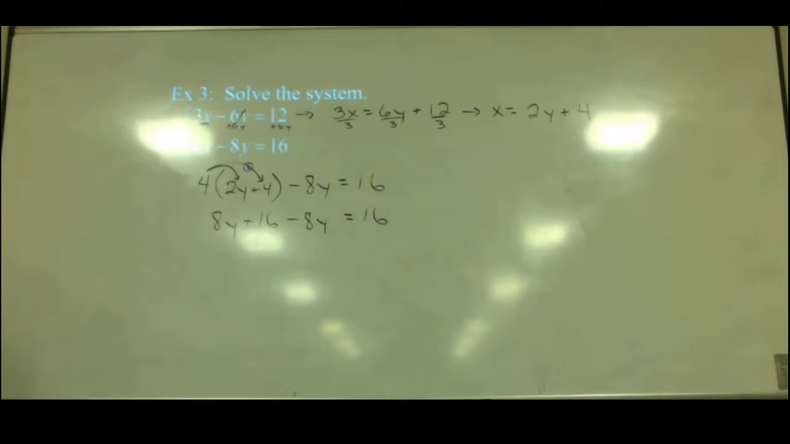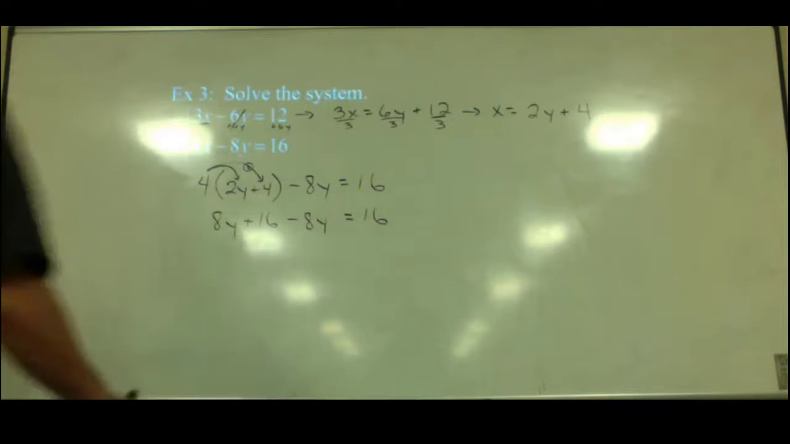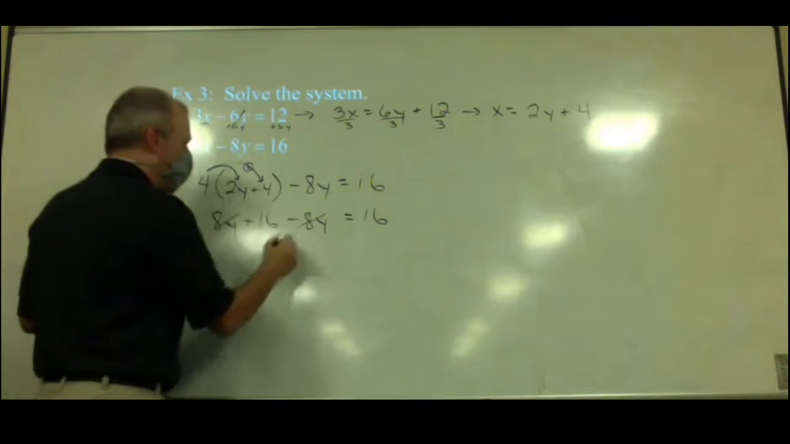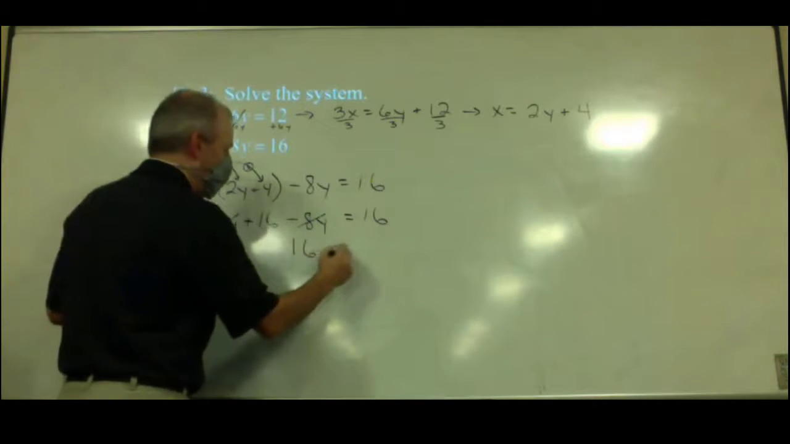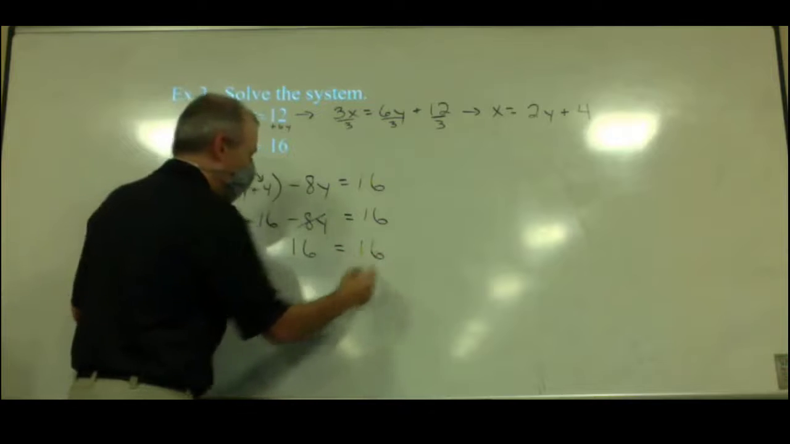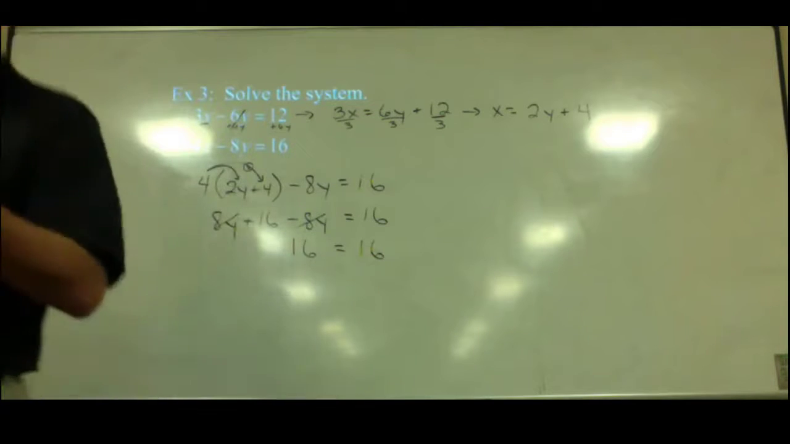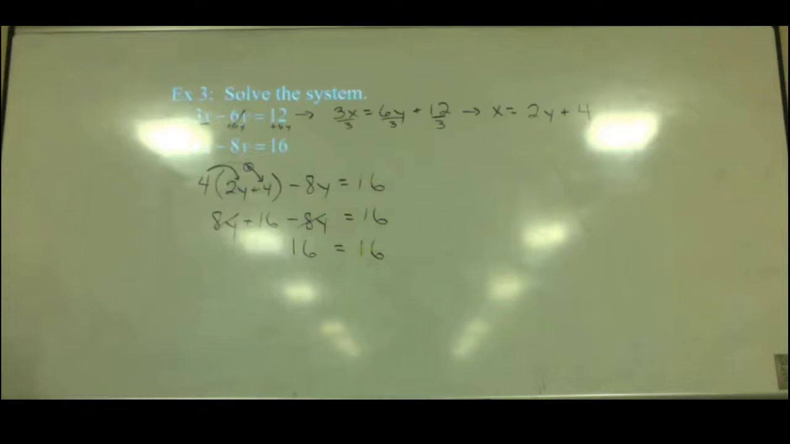Now notice we have like terms. We have an 8y, and we have a negative 8y. What happens when we add those together? They cancel. So once again, all of our variables went away. We have 16 equals 16. Is that a true statement? Yeah, that's a true statement. And that tells us this is one of the special cases when all the variables go away. But this time we got a true statement because they're equal to each other. It's a true statement, 16 equals 16.